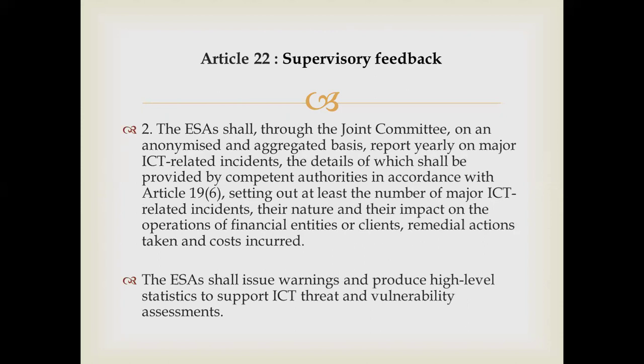Paragraph 2 of Article 22 says the ESAs, the European Supervisory Authorities, shall, through the Joint Committee, on an anonymized and aggregated basis, report yearly on major ICT-related incidents, the details of which shall be provided by competent authorities in accordance with Article 19, paragraph 6, setting out at least the number of major ICT-related incidents, their nature, and their impact on the operations of financial entities or clients, remedial actions taken and costs incurred. So this is saying that the European supervisory authorities, on an annual basis, have to create a report of all the reported major incidents that happen in Europe annually. That is what paragraph 2 is saying.